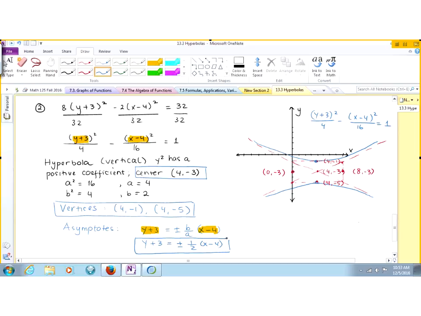Do you have to solve for y? No, you don't. Leave it in this form. Finish? Doable? Yes? Okay.